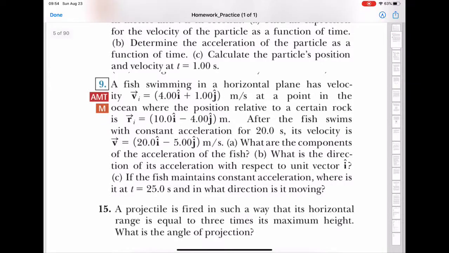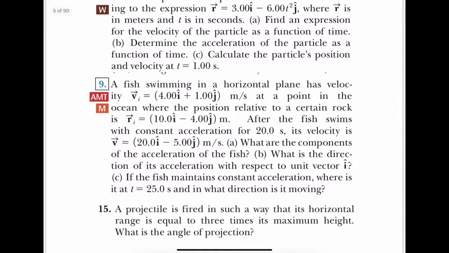Okay, now let's look at problem number 9. A fish swimming in a horizontal plane has an initial velocity given in terms of i and j vector components, at a point in the ocean where the initial position relative to a certain rock is also given in terms of vectors. After the fish swims with a constant acceleration for 20 seconds, its final velocity is given as 20i minus 5j meters per second. So what are the components of the acceleration of the fish?